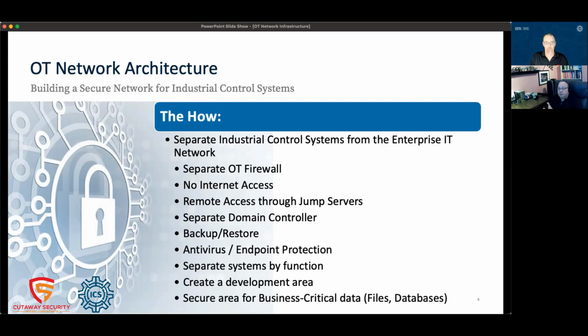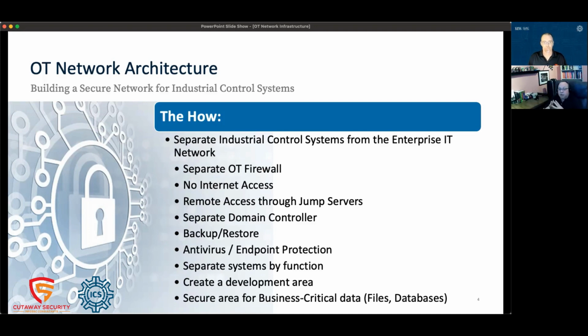Separate your systems by function. I'll show you a little bit of that. Again, it's specific to the pharmaceutical industry, but you'll get my point when we talk about it. Create that development or test area, right? Make sure that you've got that on your network so that you can get information in and out of it as needed, but it's isolated so that you're not controlling any machines or anything like that from it.